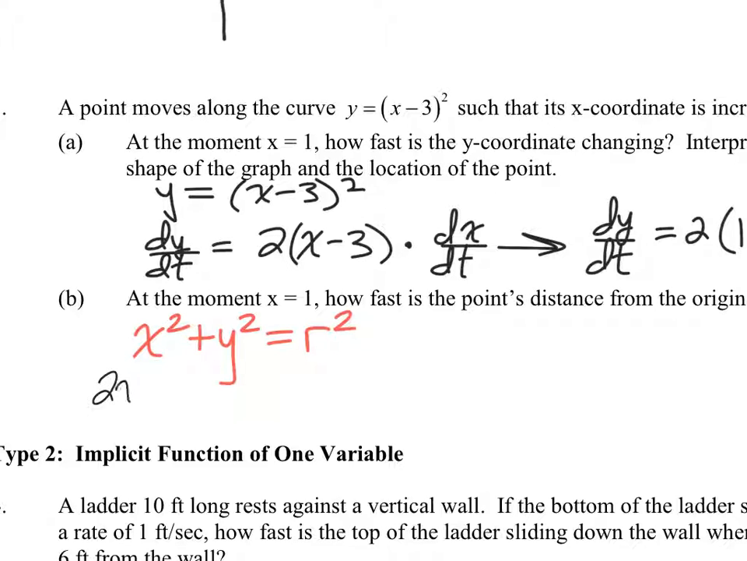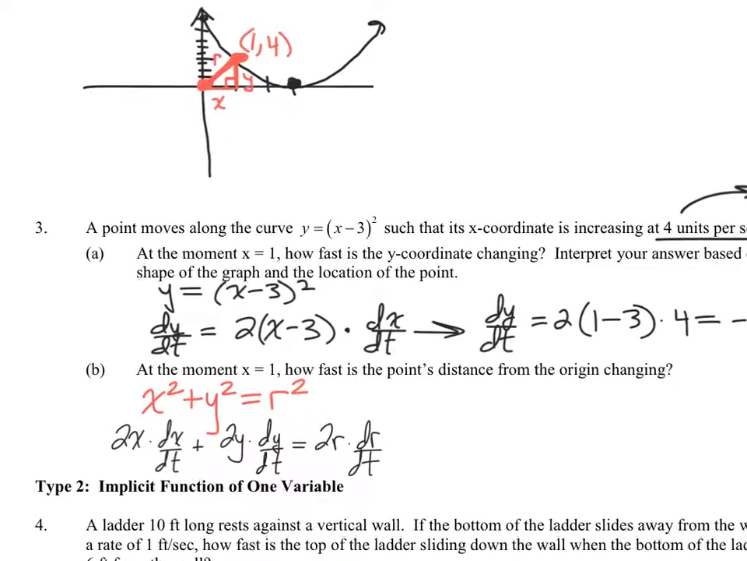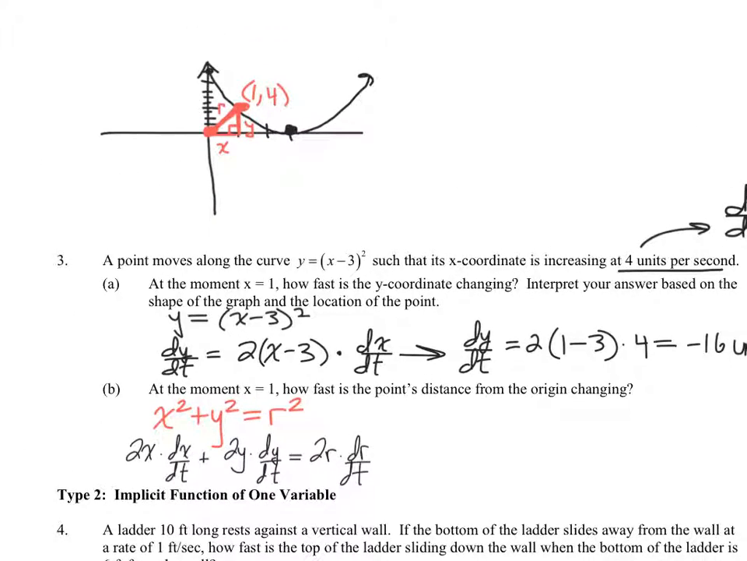So 2x times dx dt plus 2y times dy dt equals 2r times dr dt. All right, none of these quantities are constant because depending on where I place that point along the curve, I'll get a different triangle with different legs, different hypotenuse. Right? Every length is going to be completely different. So everything is changing.